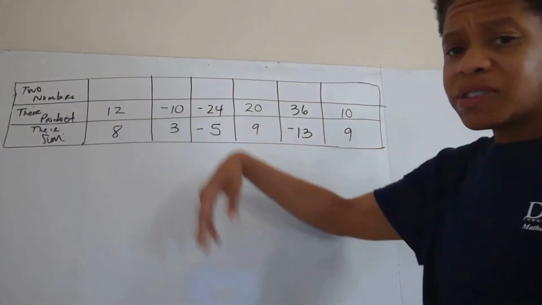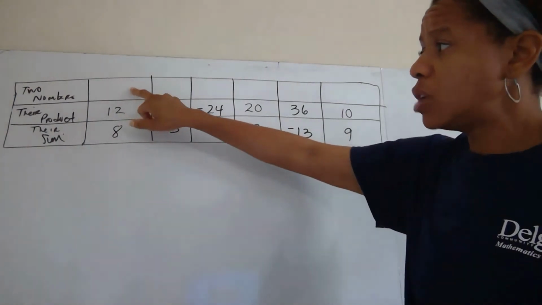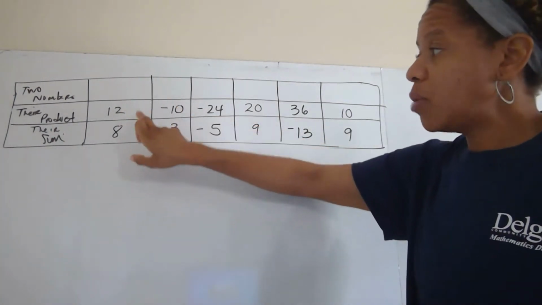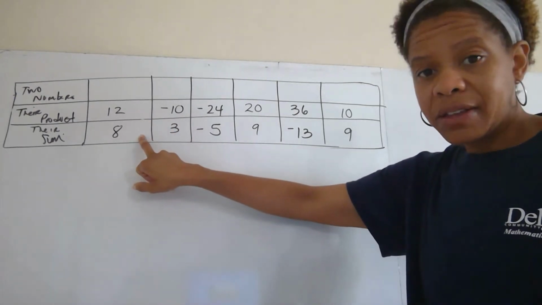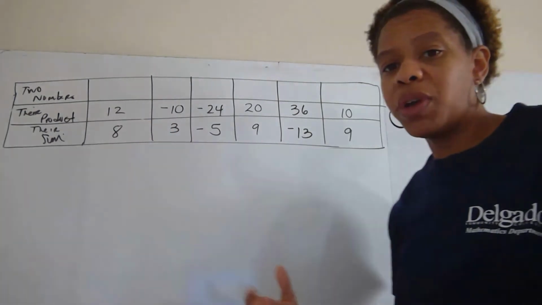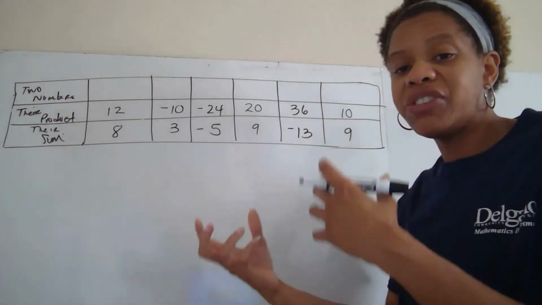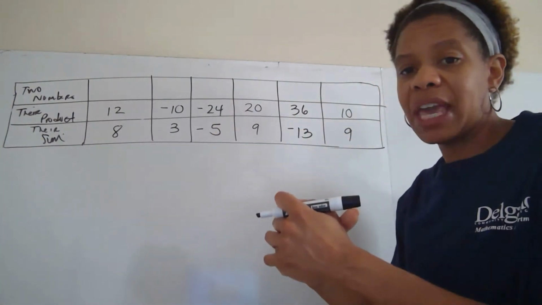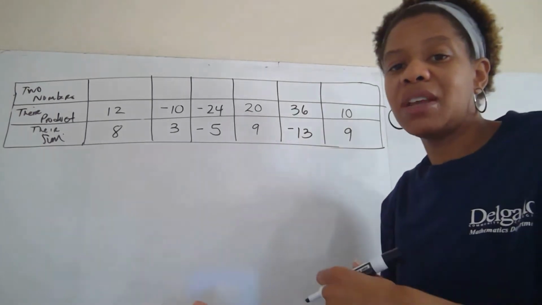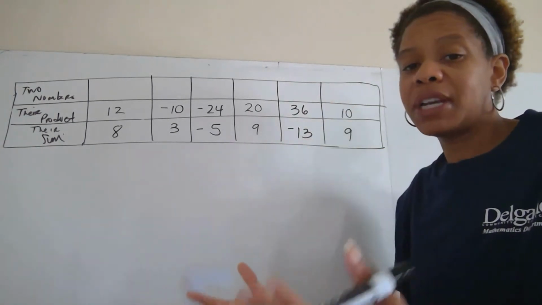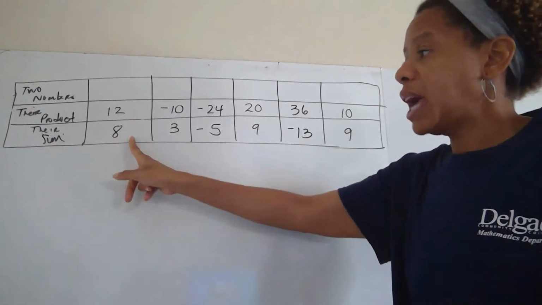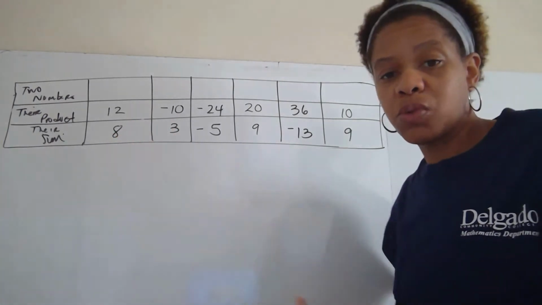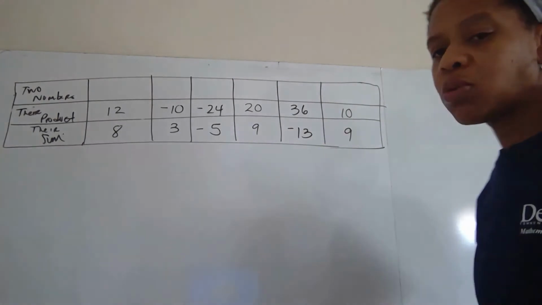So it's almost like a game. We have to figure out what two numbers we can use that would create a product of 12 and have a sum of 8. So when we say sum, we are saying any combination that creates a positive 8, whether they are positive numbers, negative numbers, adding and subtracting, whatever it is. How can we create a product of 12 and a sum of 8? And what numbers would we use? Okay, that's what we're trying to figure out.